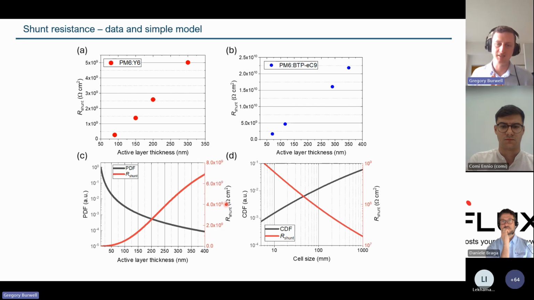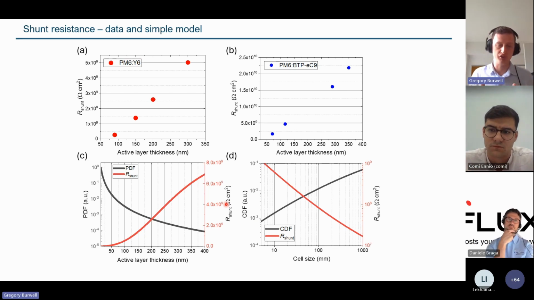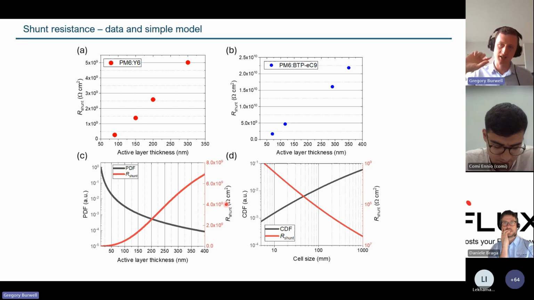This is a probability density function, which is trying to model the probability of getting a catastrophic shunt, namely one that shorts between the top and the bottom electrodes, as a function of active layer thickness. It is based on a log-normal distribution, basically saying that the thicker the active layer, the lower the probability of having a catastrophic shunt. Therefore, we can get a similar trend to the one we get with active layer thickness in panels A and B. So that's in the dimension of the active layer of the device.